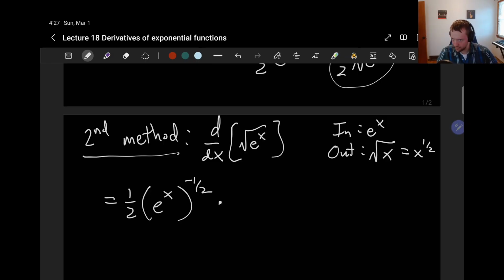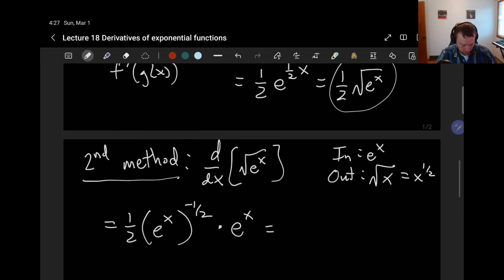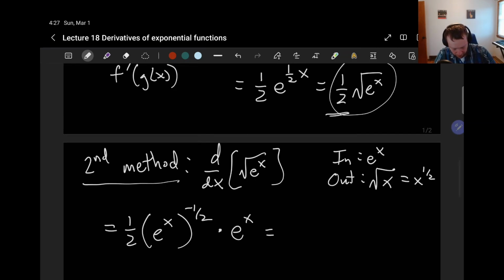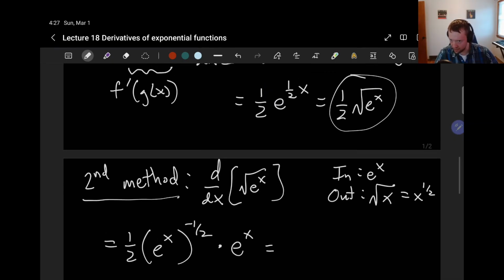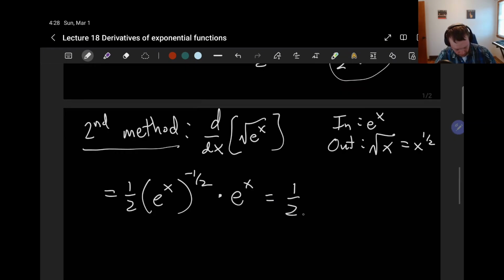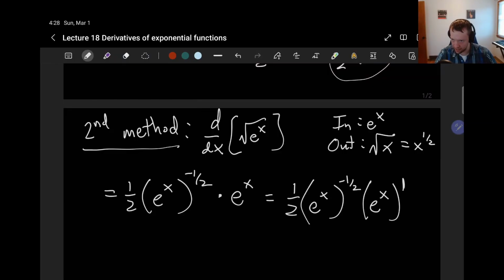And now we multiply by the derivative of e to the x. That's chain rule. Well, e to the x is its own derivative. And now we'll simplify. So we are getting the 1/2, same as we did with that first method, so that looks promising. But it doesn't quite look the same yet as our old answer. But let's rewrite it like this. Times e to the x to the 1. Same thing as e to the x.